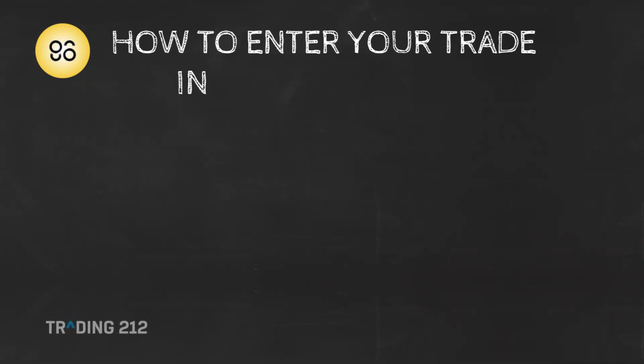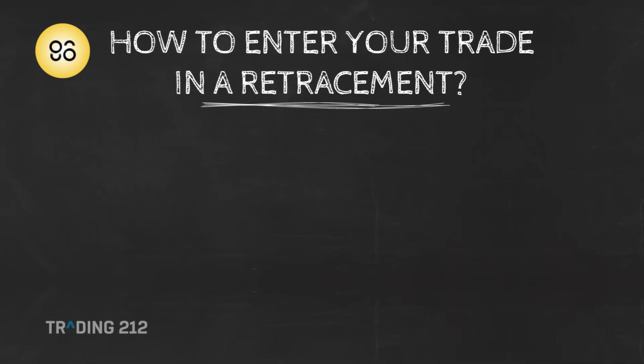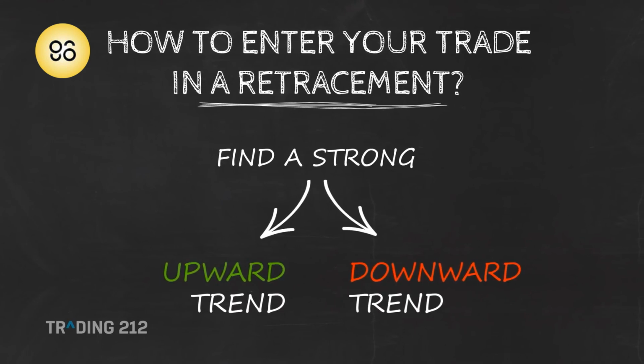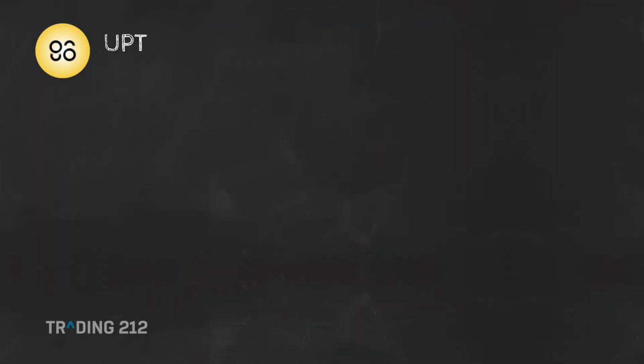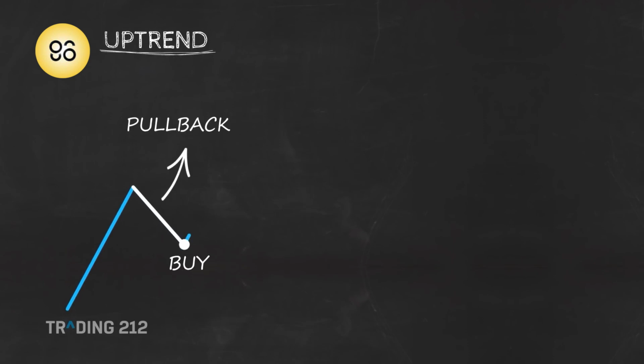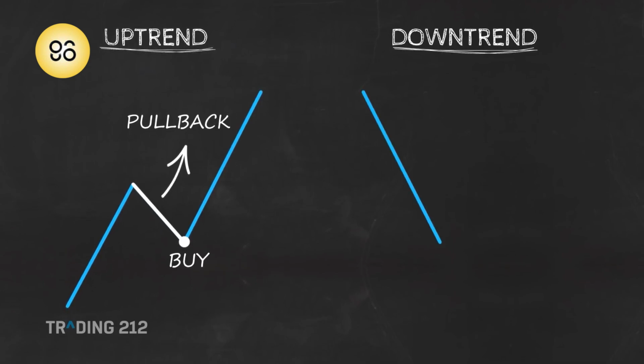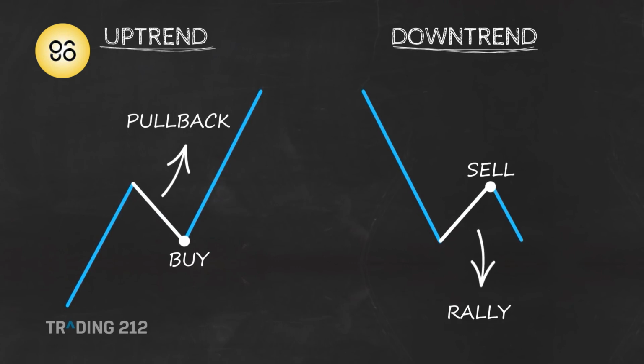So how would you enter your trade in a retracement? The first thing you need to do is find a strong upward or downward movement of a given financial instrument. To find a good entry position, you should look to enter the market in the direction of the trend right after a pullback has occurred. Put simply, you should buy pullbacks in an uptrend and sell rallies in a downtrend.